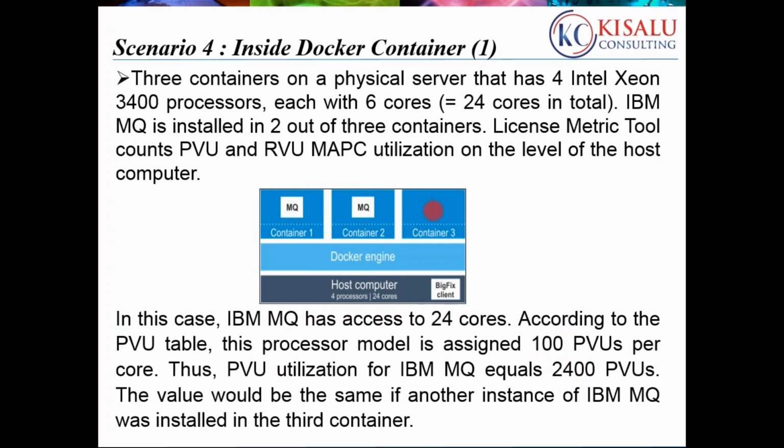Let's say we install again another container, a third container with MQ, and we want to know how much we should license. Because the 3 containers are running on the same machine and they only have access to 24 cores, it means that we will still pay 2,400. So the total, no matter how many containers you put there, if they only have access to 24 cores, we will still pay the same.